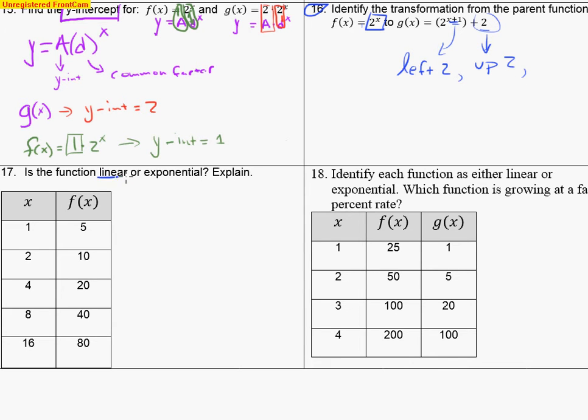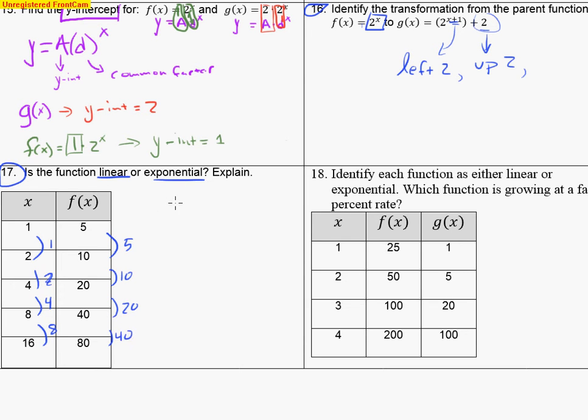Is the function linear or exponential, 17 asks? Well, the first thing we need to do to look at these equations is my change. My change in the x is just 1. Oh boy, it's 2 here, it's 4 here, and it's 8 here. My change in y is 5, 10, 20, and 40.